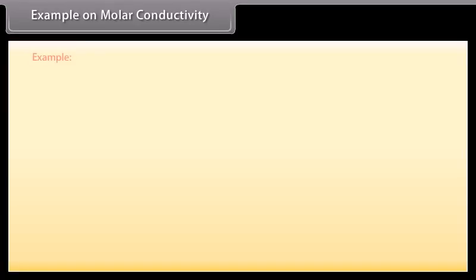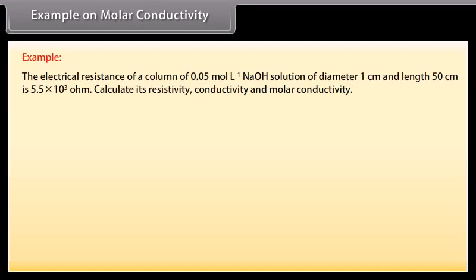Example on molar conductivity. Let's take an example of molar conductivity. The electrical resistance of a column of 0.05 mole per liter NaOH solution of diameter 1 cm and length 50 cm is 5.5 into 10 raised to the power 3 ohm. Calculate its resistivity, conductivity and molar conductivity.